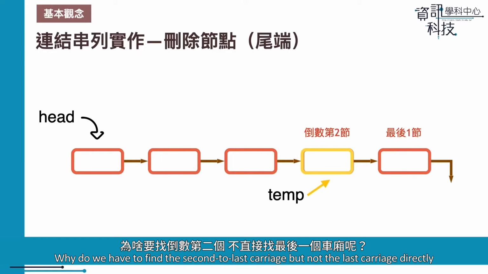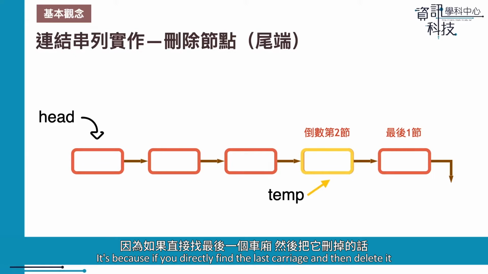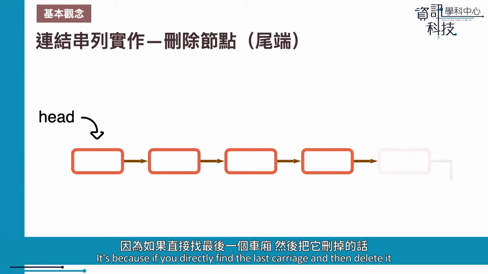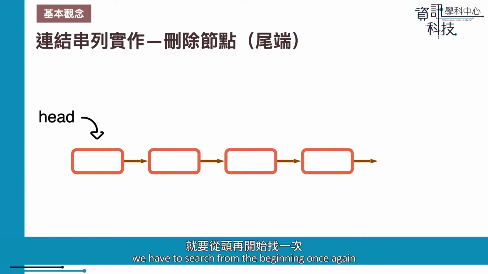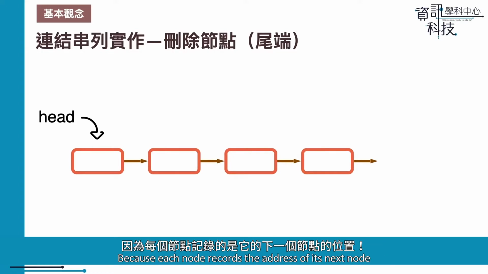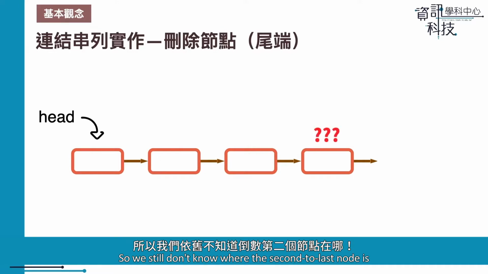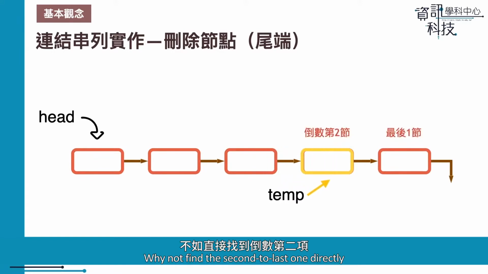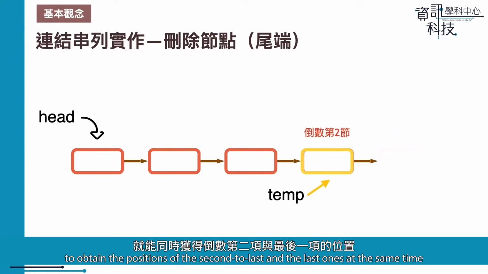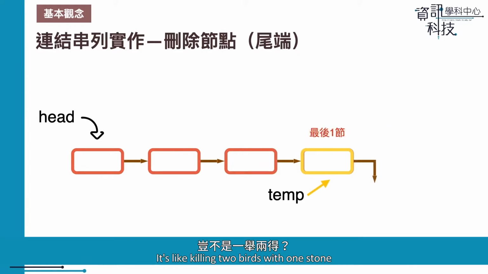Why do we have to find the second to last carriage but not the last carriage directly? It's because if you directly find the last carriage and then delete it, when we want to set the link of the second to last carriage to null, we have to search from the beginning once again, because each node records the address of its next node. So we still don't know where the second to last node is. If one patrol is enough, why 2? Why not find the second to last one directly to obtain the positions of the second to last and the last ones at the same time? It's like killing 2 birds with 1 stone.